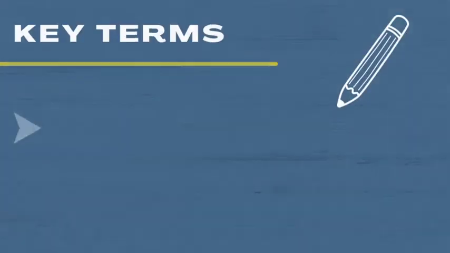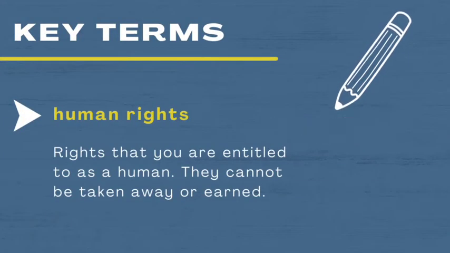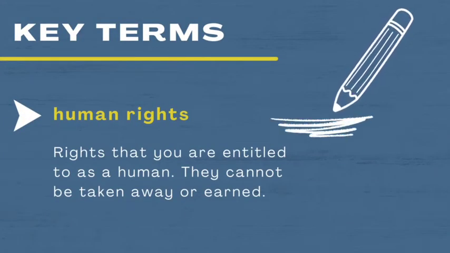One of the first questions to ask when we're talking about human rights is, what are they? Put very simply, human rights are rights that you're entitled to simply because you are human. It's not something that can be earned or, in theory, something that can be taken away.